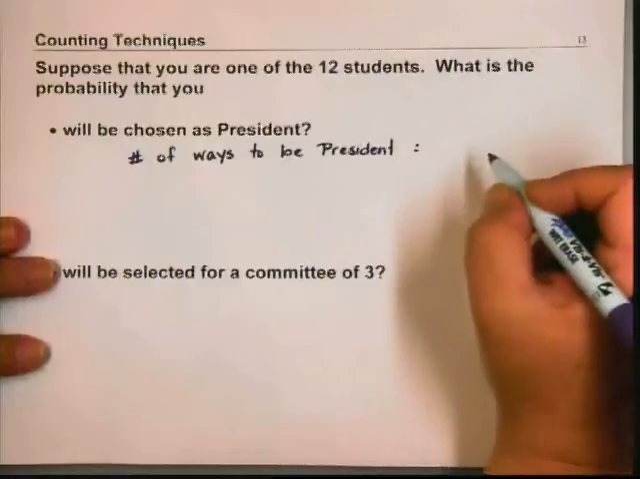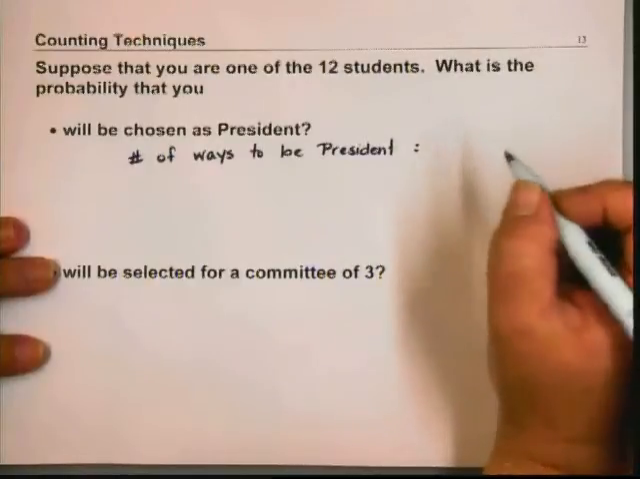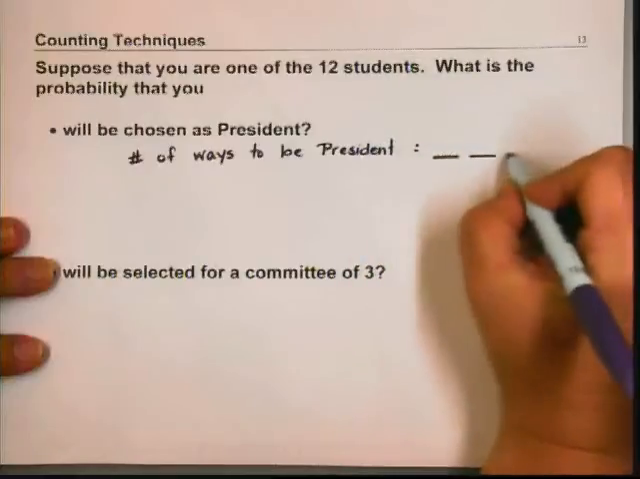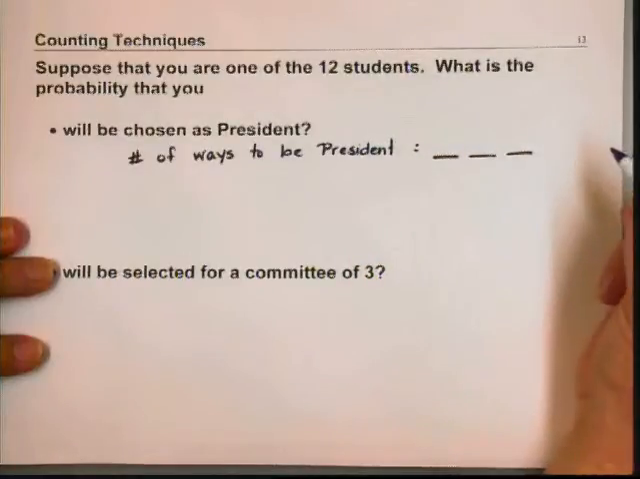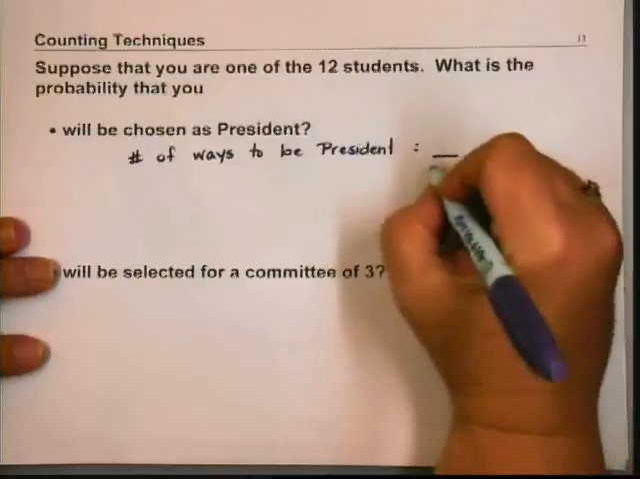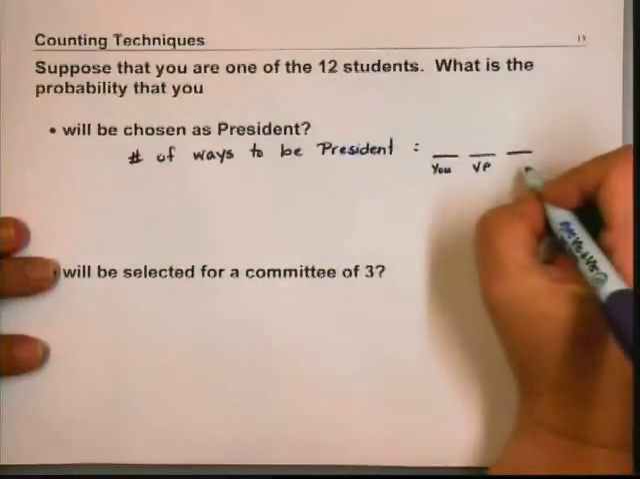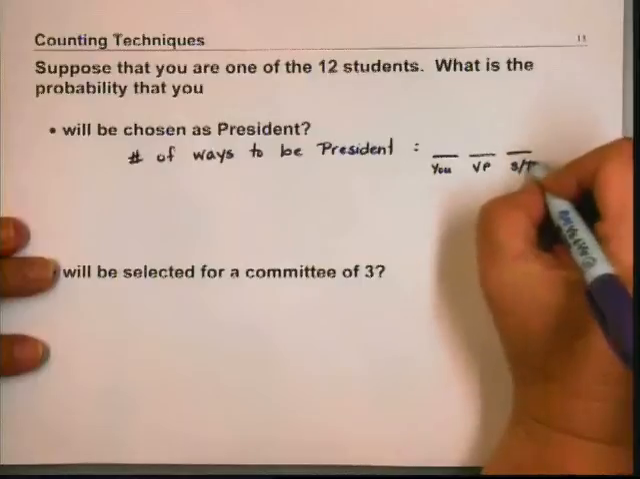How many blanks do we have to fill? Think of the multiplication rule. Okay, president, vice president, and the secretary treasurer. You, a vice president, and the secretary treasurer.